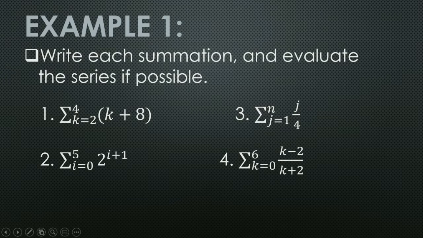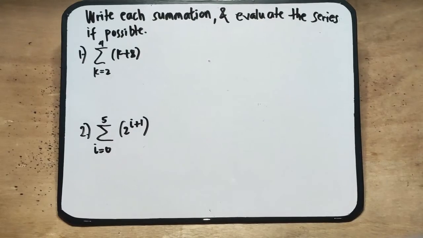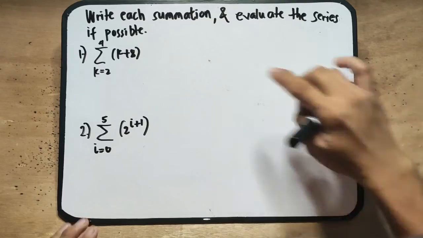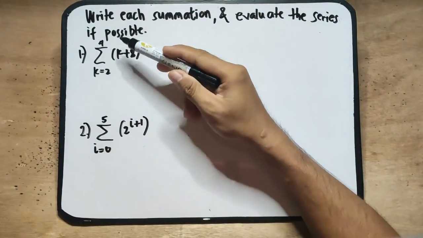Example 1. Write each summation and evaluate the series if possible. For the solution, watch this video. In this example, we write each summation and evaluate the series if possible. So first item, we have the summation of k plus 8 from 2 to 4.